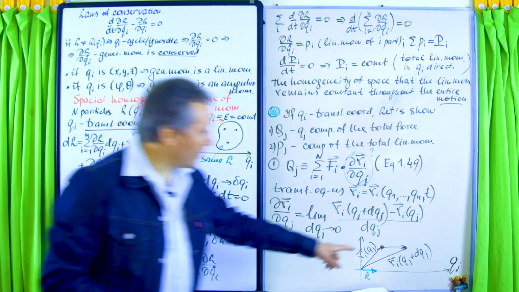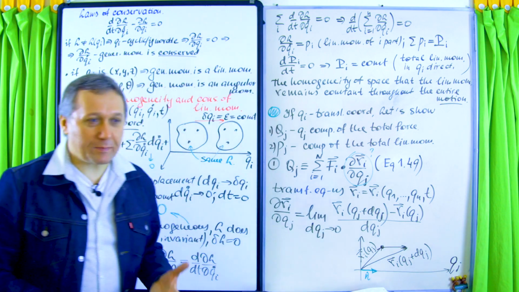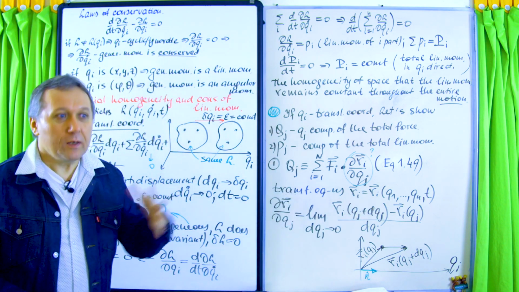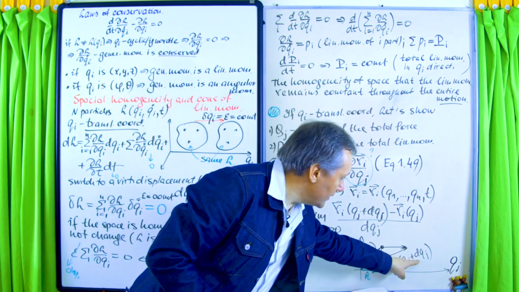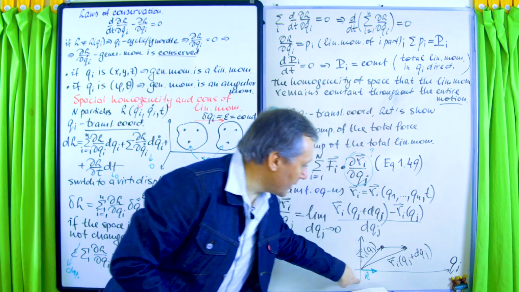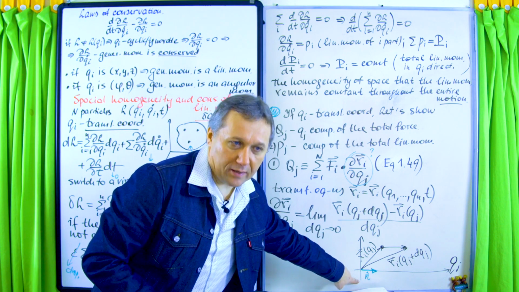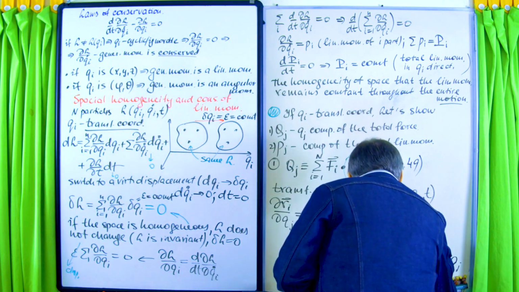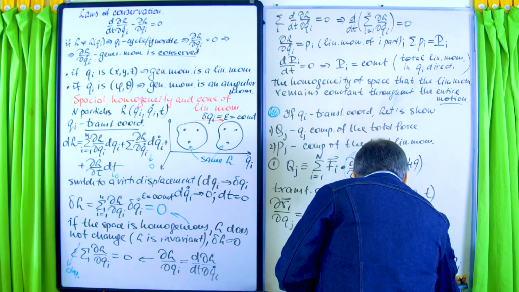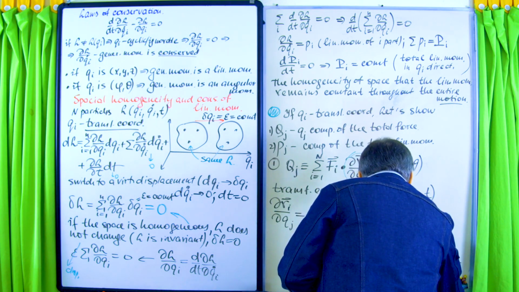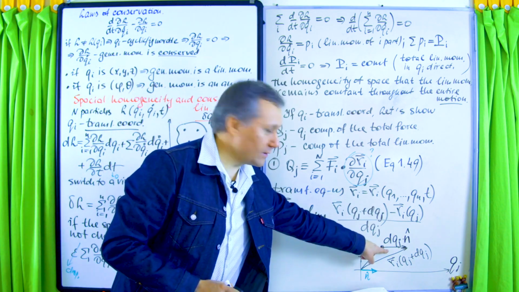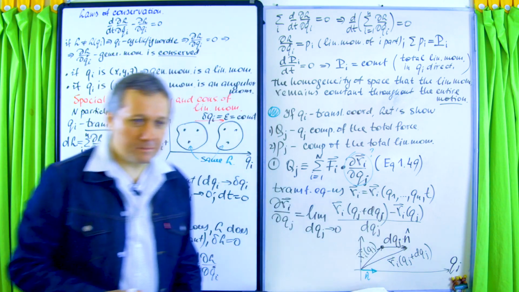And so how can we write down this displacement? Of course, the absolute value of that displacement, again, which is horizontal along the Qj direction, is just dQj. Direction is determined by n hat. So this will be dQj times n hat. So this minus this is just dQj times n hat.